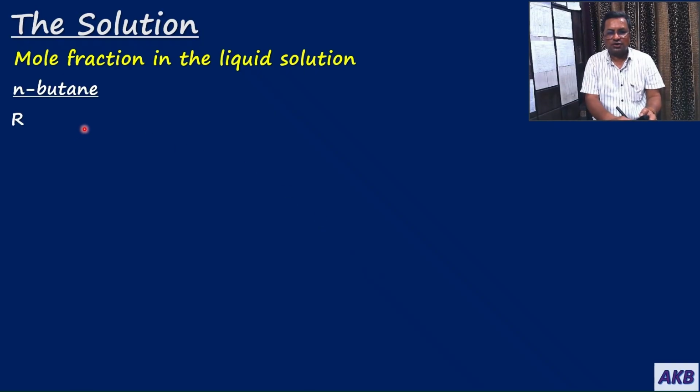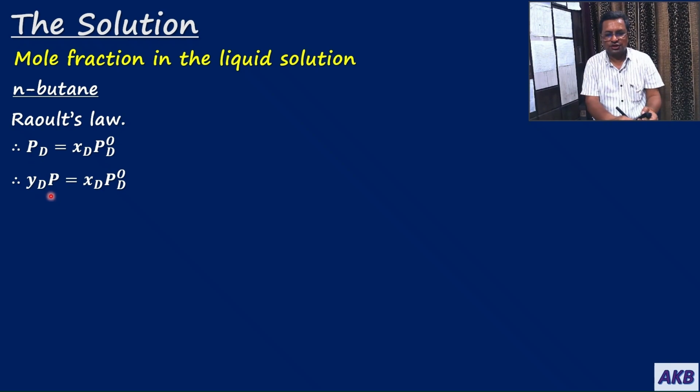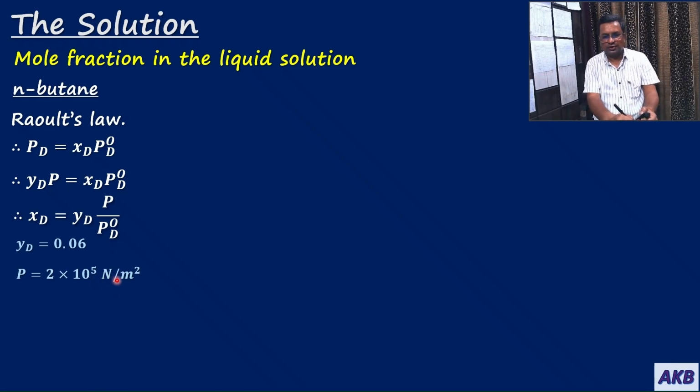Now let us apply Raoult's law for N-butane. So it will be PD is equal to XD into PD naught, partial pressure of N-butane. We have denoted N-butane by D. Now partial pressure is mole fraction into total pressure. So YD into P is equal to XD into PD naught. Therefore XD is YD into P upon PD naught. YD is 0.06, that is given to us. P is 2 into 10 to the power 5 Newton per meter square, again given to us. PD naught is also given, it is 2.36 into 10 to the power 5 Newton per meter square.